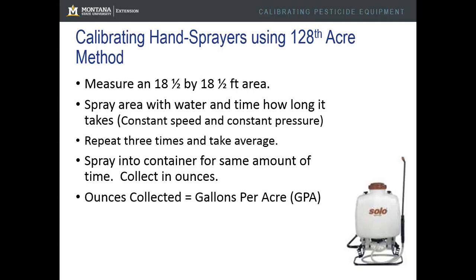First, you should measure an 18.5 by 18.5 foot area. This is the test plot and equals 1/128th of an acre. You must ensure that the plot size equals 18.5 by 18.5 feet or the shortcut method to calibrating the hand sprayer will not work. Ensure that the test plot is in an area that is similar to what you wish to spray.